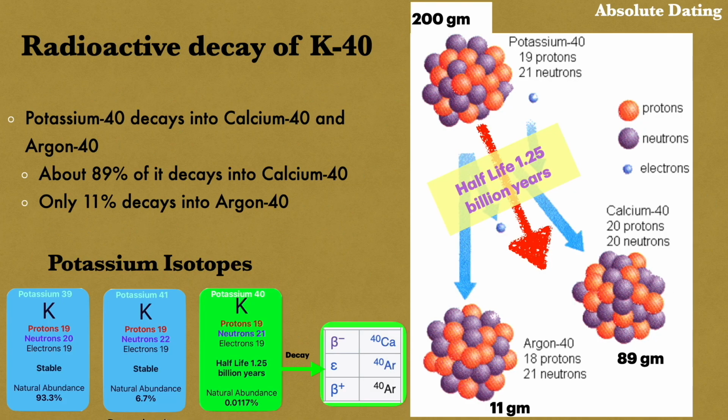Let's understand the decay process of potassium-40. Potassium-40's half-life is 1.25 billion years. It decays into calcium-40 and argon-40. About 89% of potassium-40 decays into calcium-40 and only 11% of it decays into argon-40, which is a gas.